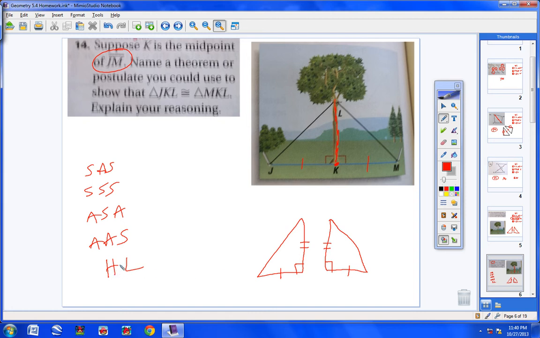Now I cannot use HL because I do not have a hypotenuse congruent to a hypotenuse. But look what I do have. I have a side, then an angle, and then a side. So side, angle, side, congruent to side, angle, side. So what theorem or postulate could I use? Side, angle, side proves that these two triangles are congruent.